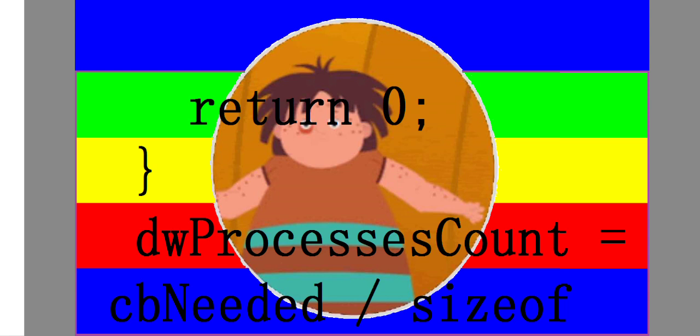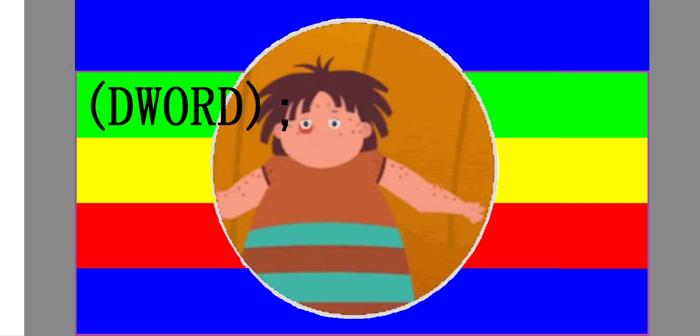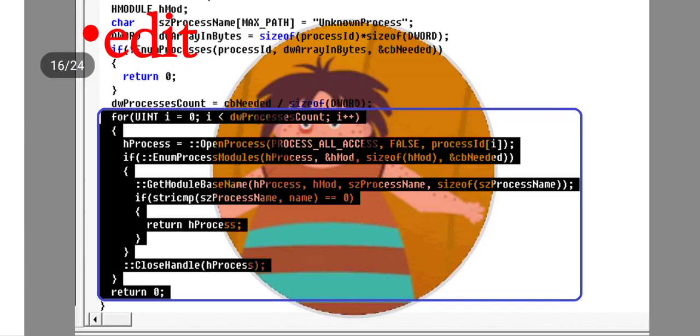dwProcessCount equal cbNeeded slash, which means divided by, sizeof DWORD, semicolon. Carry on, the rest.